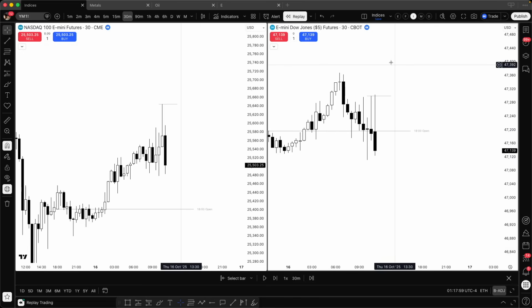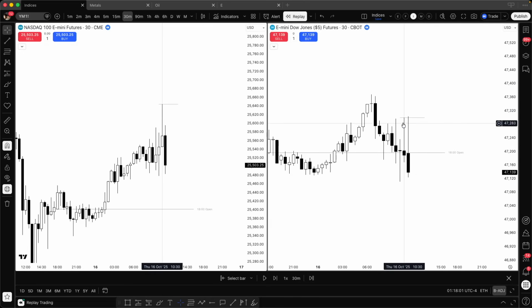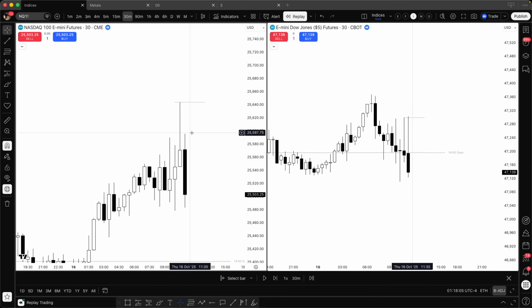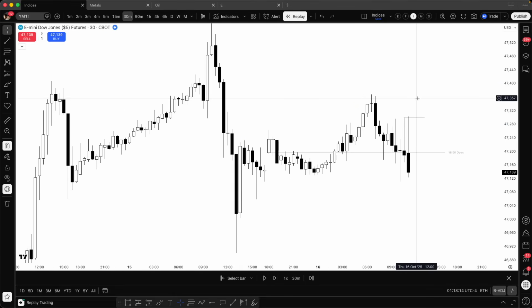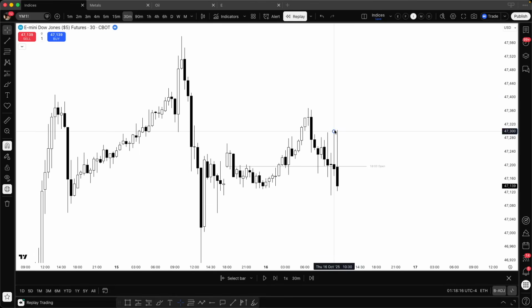We get that alignment right there. 11 AM opens and we get that high sweep. So if you pay attention to this 10:30 high, as you can see, the asset that is more leaning higher is not sweeping out this high, while the asset that is obviously bearish is sweeping out that high.